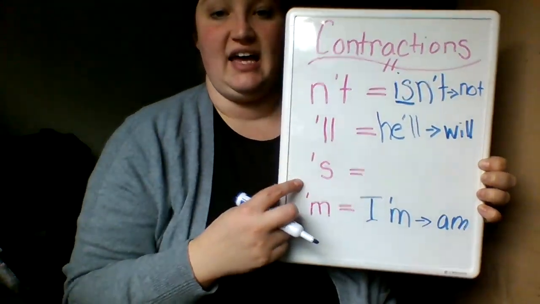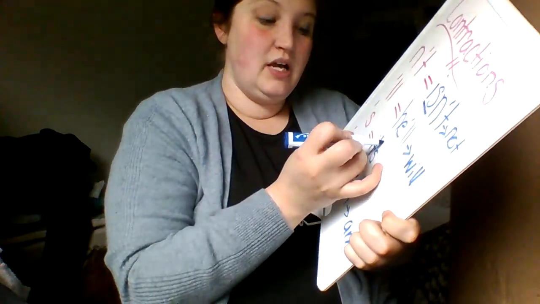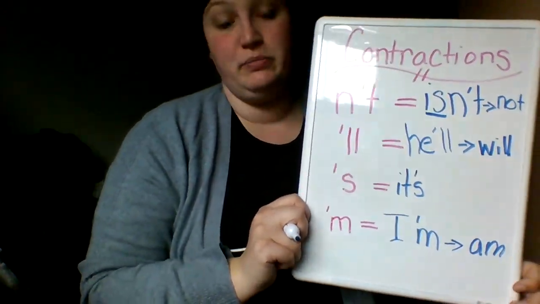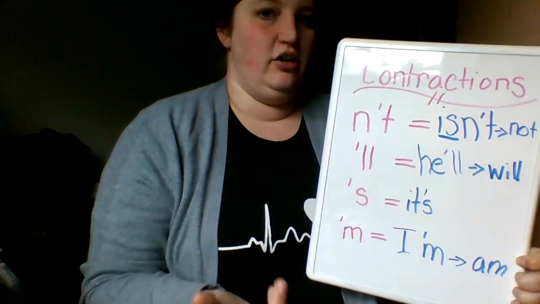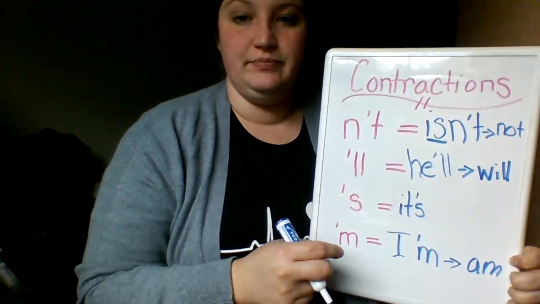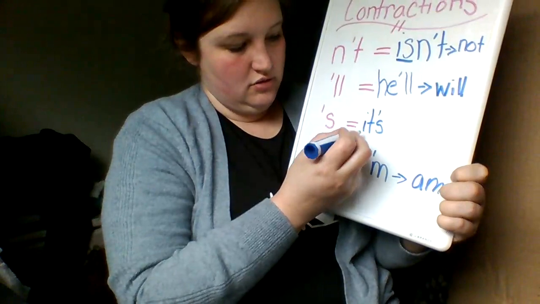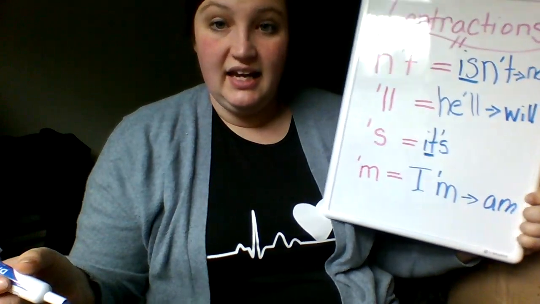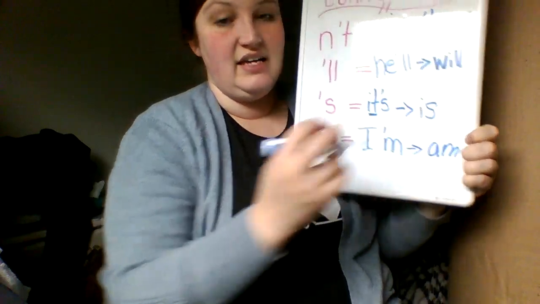Now I have apostrophe S. Let's think of the word it's. Now this one can be tricky, because apostrophe S can show that somebody owns something. It shows possession. Or it can be a contraction for another word. So let's think about what it is. Okay, it's sunny outside. Well, I have the word it. It is sunny outside. So apostrophe S takes the place of is.